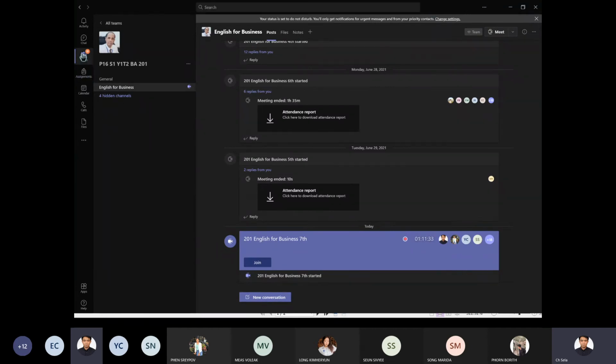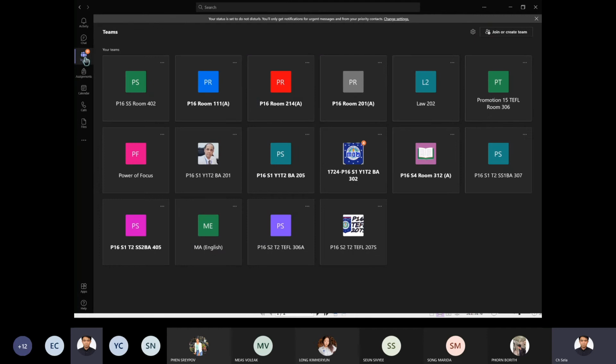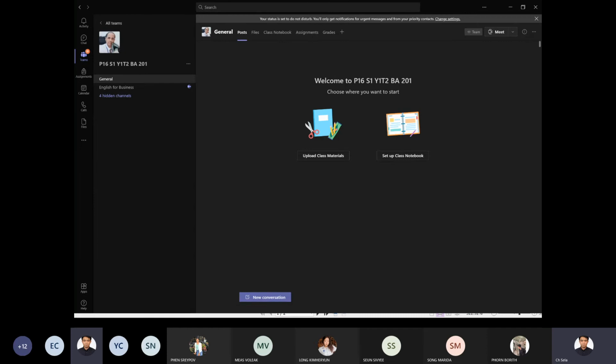So you just click on Team. When you go to Microsoft Team, after you log in, you click on Team, and then your room is 201 here. You see the man here with his picture. I don't know why he put his profile like this. I put the profile for our class like this. And for General here, you can see Assignment here.